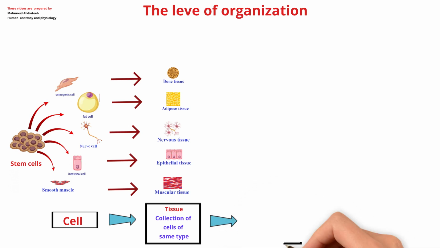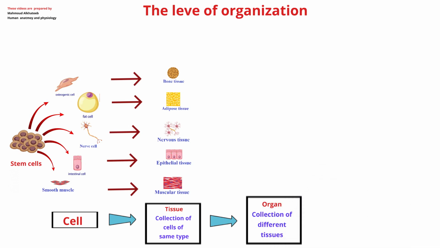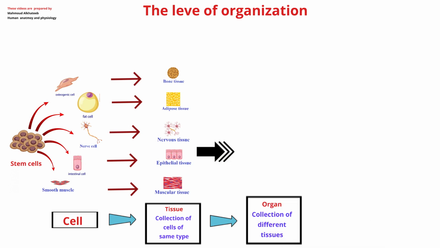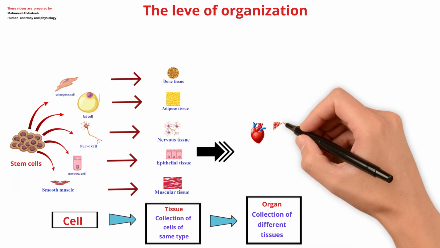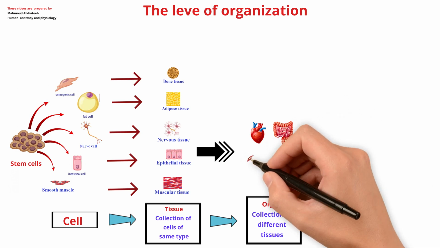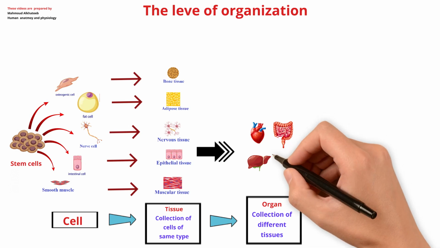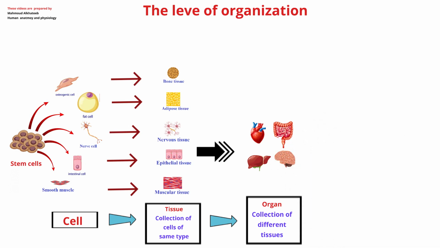After this, these different tissues then work in unison to create organs, each a finely tuned system. For instance, the heart pumps blood through coordinated muscle and nerve tissues. The intestines blend epithelial and muscle tissues for digestion. The liver filters toxins and synthesizes enzymes. And the brain orchestrates our thoughts and actions through complex nerve networks.